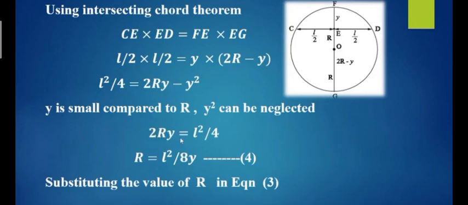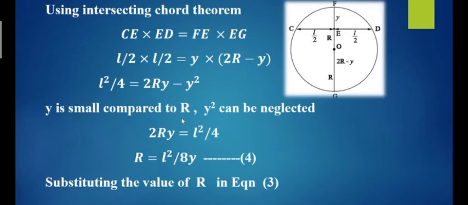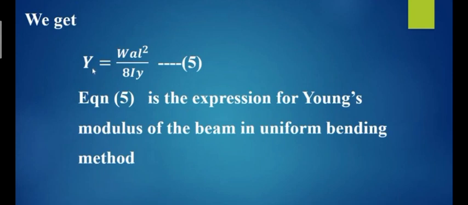This is the value of R. We can substitute this R value in the third equation. Y is equal to WaR by I, so we get Y is equal to WaL squared by 8I y. This equation is the expression for Young's modulus of a beam in the uniform bending method.